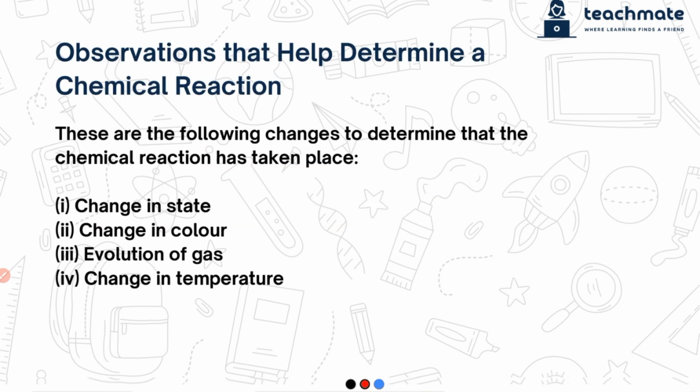So next, how can we identify that a chemical reaction is happening there? We have to observe certain things. While observing certain things, we can determine that a chemical reaction is happening. So what are those observations? There will be a change in state. Obviously, if there is only a change in state, it will be a physical reaction. But in a chemical reaction also there must be a change in state.